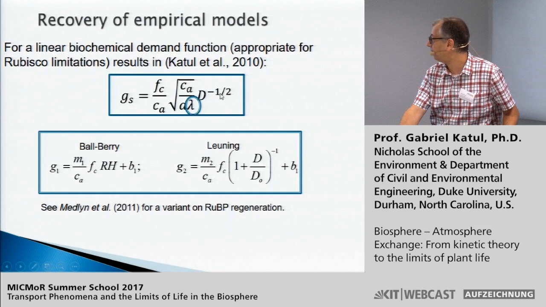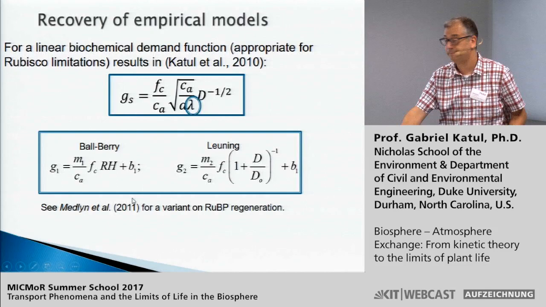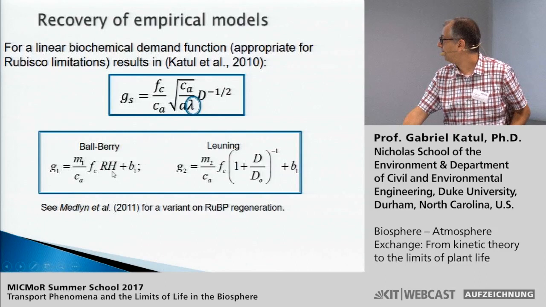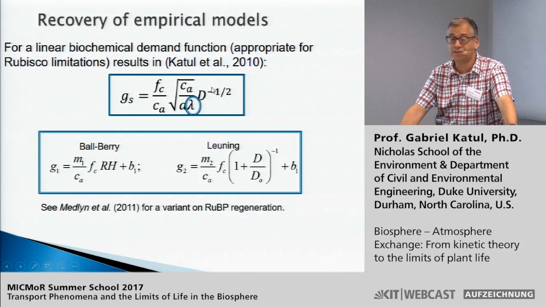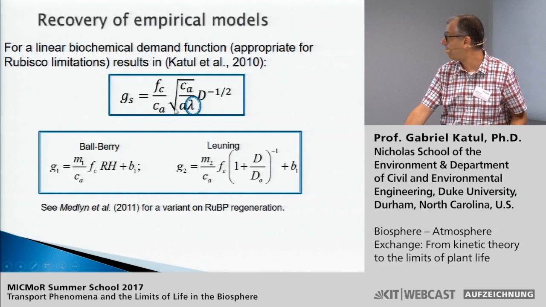This looks exactly like the equations of Ball and Berry and Leuning, except that now the linearity of Fc over Ca comes out of the optimization. It's not a priori assumed. The aridity index that we have been looking at, relative humidity or vapor pressure deficit, that was set in an ad hoc way by Ball, Berry, or Leuning, turns out to be D to the minus 1/2 from stomatal optimization theories. So these are all predictions that were made and can be compared, in fact, to these equations.